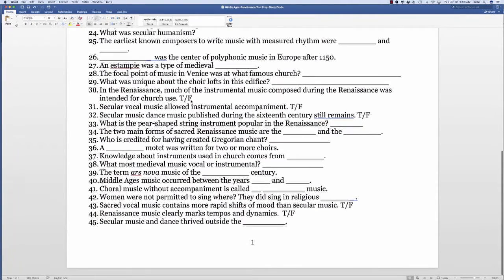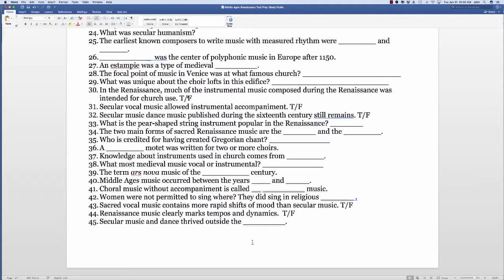25, the earliest known composers to write music with measured rhythm were 2 people, and the 2 people who did this were Leonin and Perotin. 26, what was the center of polyphonic music in Europe after 1150? Well, it went to Paris, or Paris, as some people call it. 27, an estampie was a type of medieval dance. I think of stamping my foot to an estampie.